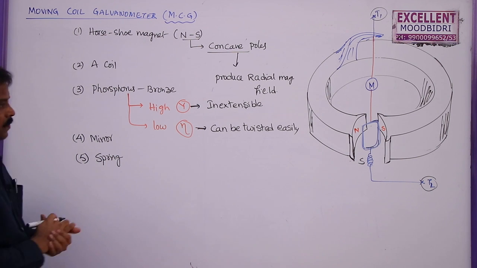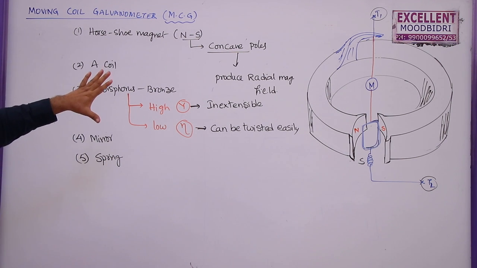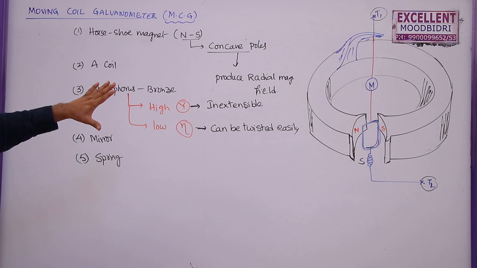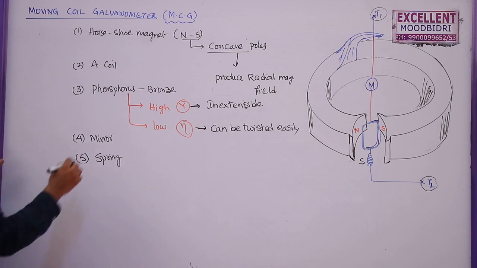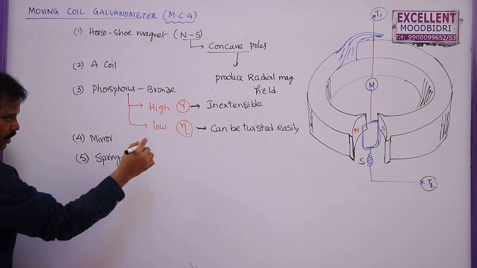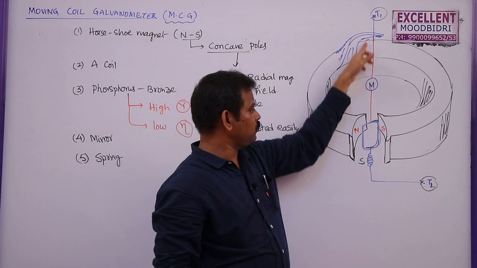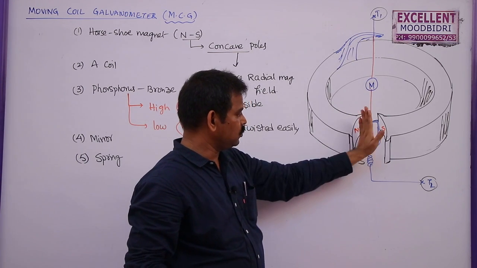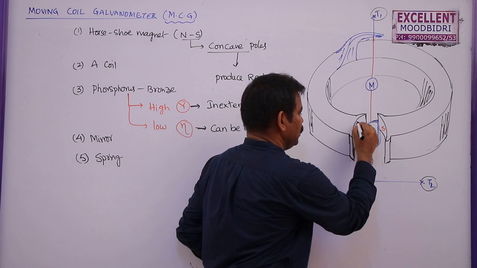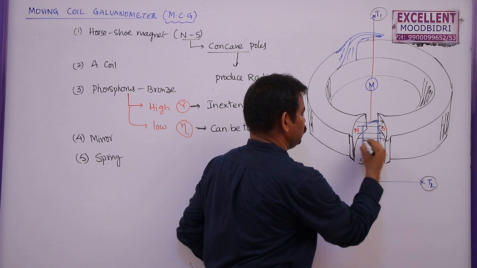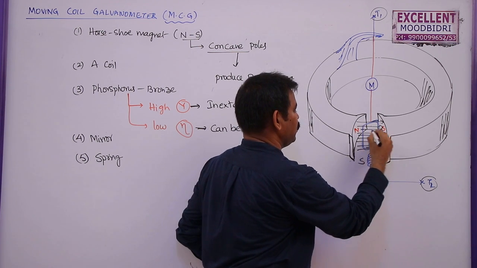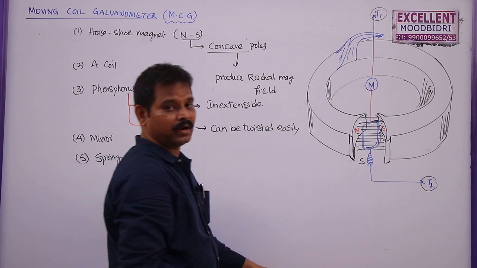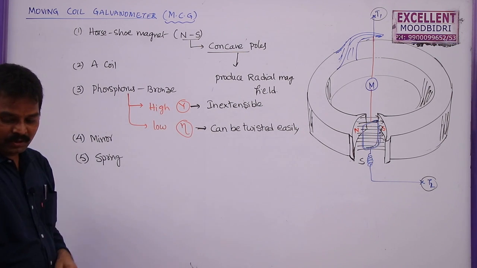So these are the devices or the instruments that are used in a moving coil galvanometer. Generally we call it MCG. Here, whenever you send some current through this one, the current passes through this one, the coil will rotate. Why? Because the magnetic field will be produced from north to south pole. A current carrying coil placed in a uniform magnetic field will experience a torque.